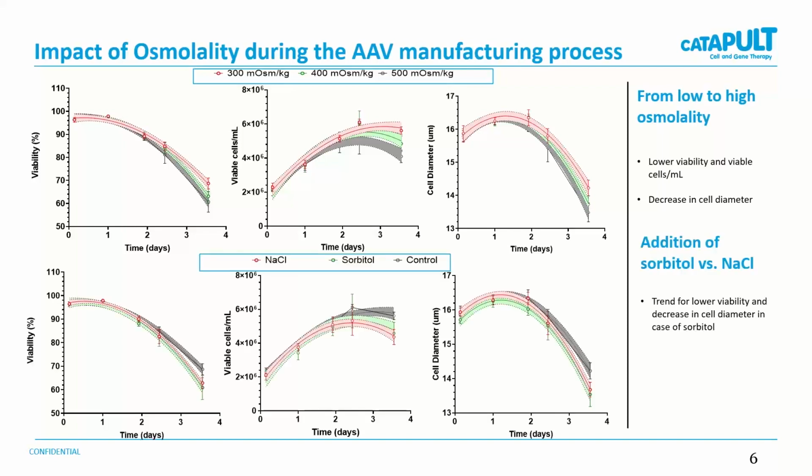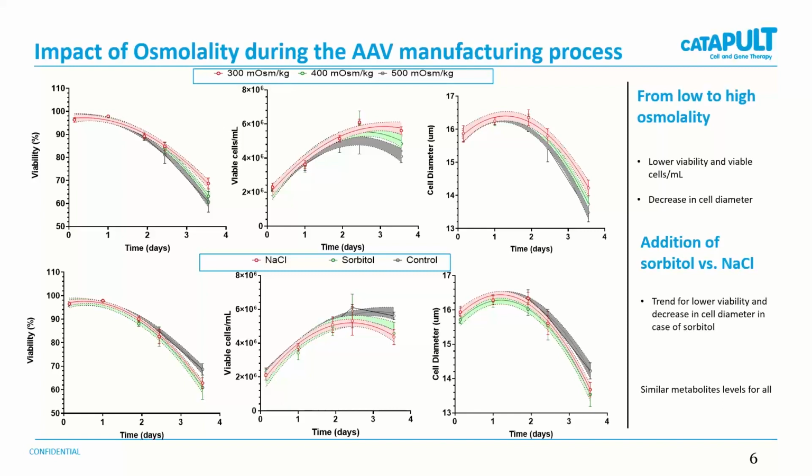By doing a comparison between ionic, non-ionic, and the control with no shift, we can see sodium chloride in red on the bottom graph, sorbitol in green, and the control in gray. What we can see is a trend for lower variability and a decrease in cell diameter when we use sorbitol compared to sodium chloride and the control.